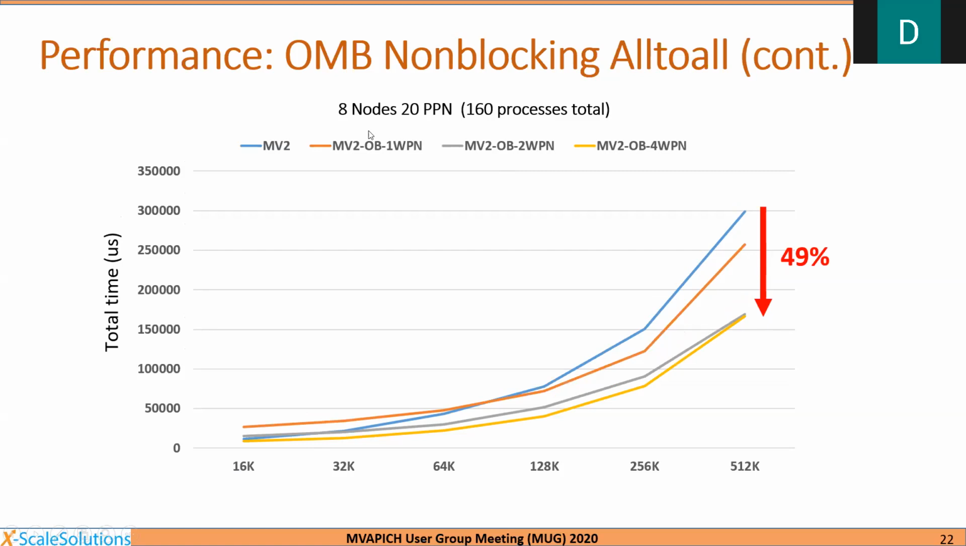And this is on 8 nodes with 20 processes per node. This process means computing process, or application process. Okay, so the total is 160. And this one will see more improvement.